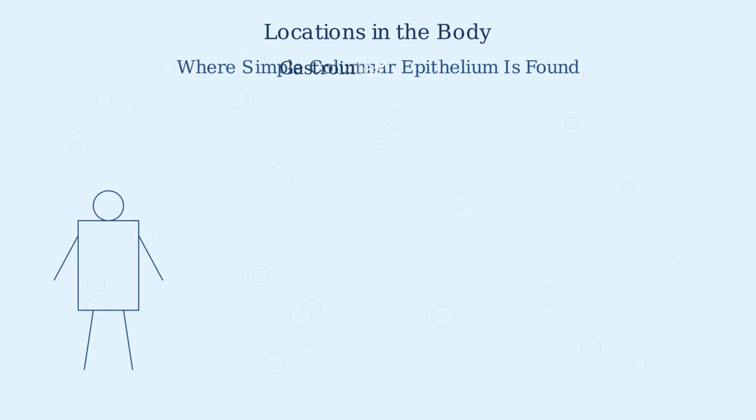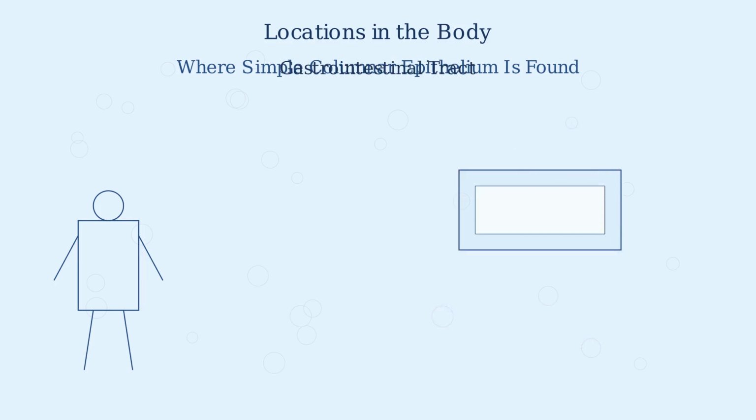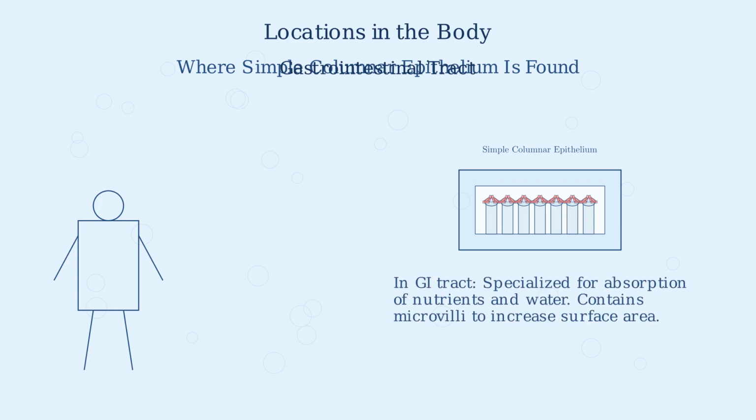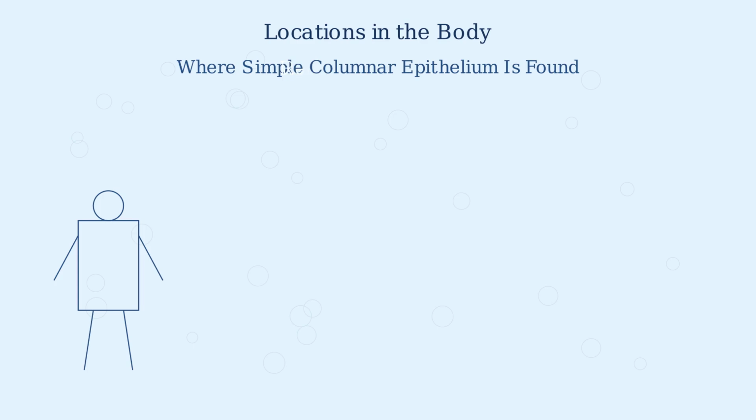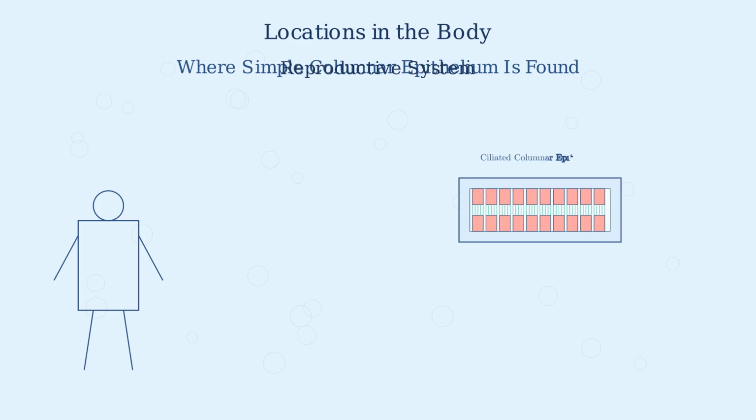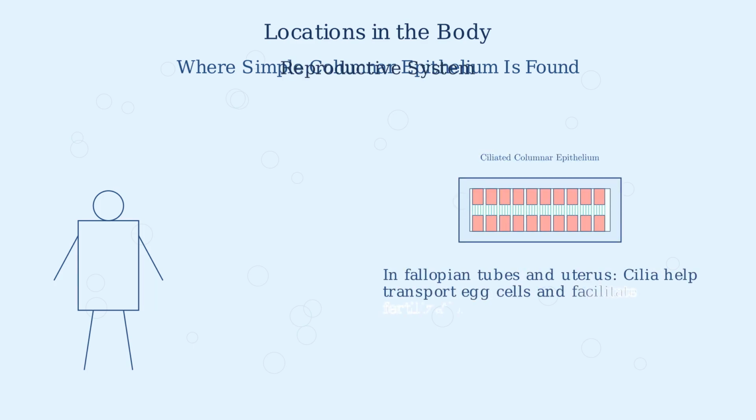In the gastrointestinal tract, simple columnar epithelium is specialized for absorption of nutrients and water. These cells have microvilli that significantly increase the surface area available for absorption. In the reproductive system, ciliated columnar epithelium lines the fallopian tubes and parts of the uterus. The coordinated beating of cilia helps transport egg cells and facilitates fertilization and implantation.